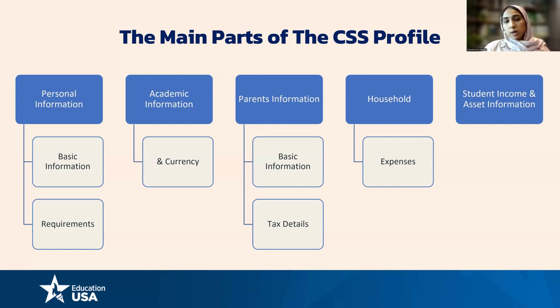And then when it comes to household and expenses, your parents will know more details about this. They will ask you about your car, for example, how much you spend on groceries, stuff like this. So make sure you have all the information. And then again, like I mentioned before, student income and asset information will most likely be zero because a lot of you may not be earning because you're full-time students. So make sure you fill that out accurately.